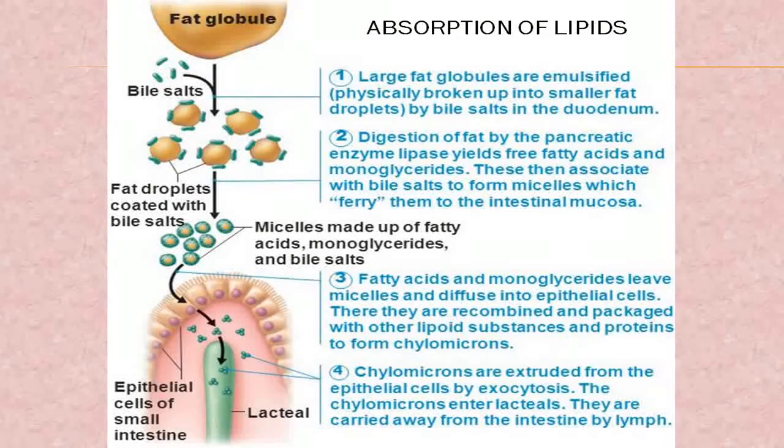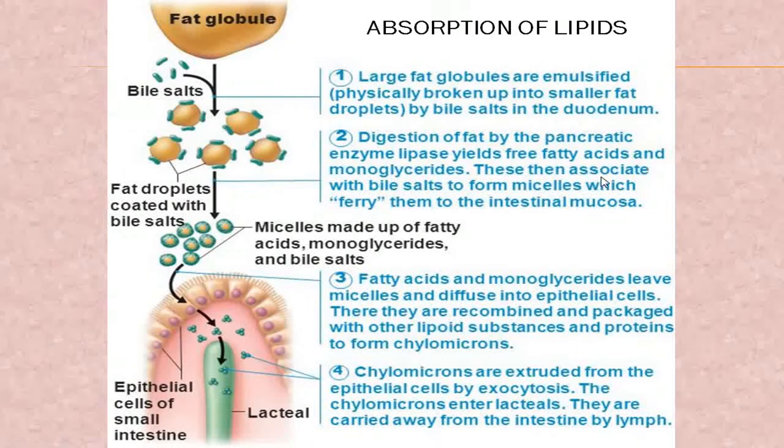Then absorption of lipids. Large fat molecules are emulsified, or broken down into small fat droplets, by the bile salts. As we have just seen, the major function of bile salts is emulsification of fats in the duodenum. Then digestion of fat is actually done by the pancreatic enzyme lipase, and by the enzyme secreted by the wall of the intestine, and they convert fat into fatty acids and monoglycerides.